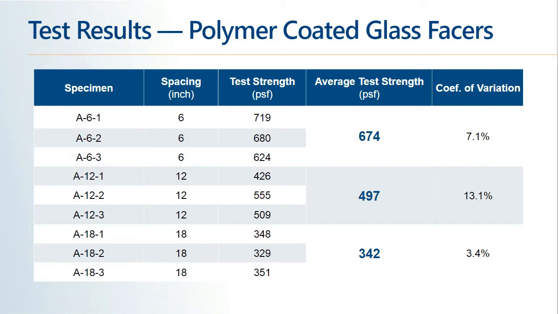For the 18-inch ribbon spacings, we ranged from 329 pounds to 351 pounds, or a difference of 22 pounds per square foot. Average test strength was 342 pounds per square foot, fairly tight there, and a tight coefficient of variation of 3.4%. But all those coefficients of variation are reasonable, and we consider them to be good coefficients of variation.